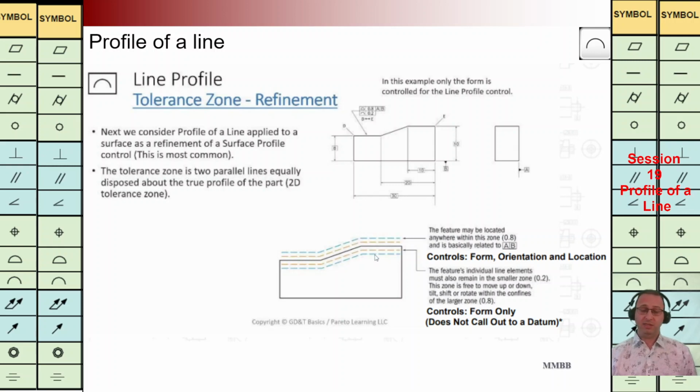At the bottom, you can see we have these two blue lines. The distance between these two is 0.8. It backs to the surface profile. We are going to control the orientation and location of that surface. And for each cross section, we are going to control the wavy lines for that cross section. It should be between these two, let's say, brown colors. The distance between these two is 0.2.